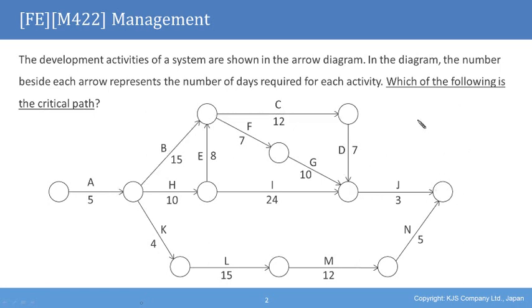Then option B was the path A, H, E, C, D, J. If we take a look at this path, we have 5 plus the H, which is 5 plus 10, which is 15, plus the E, which is 23. Then we have C, which is going to be 35, plus the D, which will be 42, plus the J, which is 45.